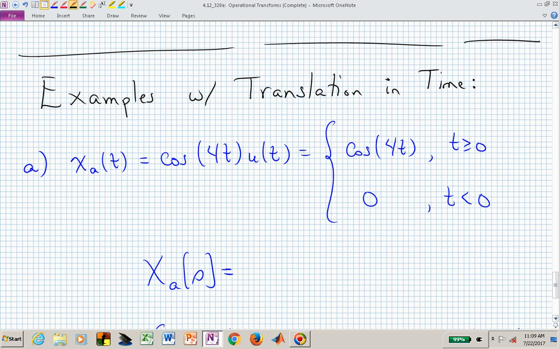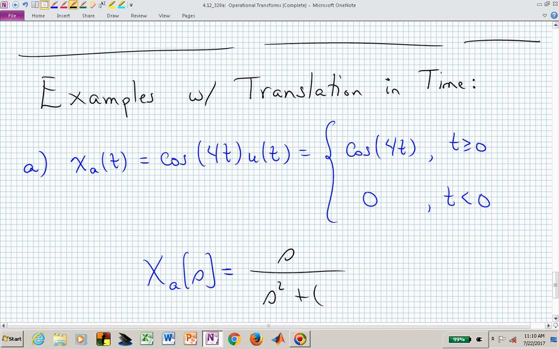What is the Laplace transform of a cosine of omega t? This is now a cosine, so the cosine has a 0 at the origin. It's a pure cosine, so we have a second order denominator, an s squared plus a constant determined by the frequency of oscillation, which is 4, and we square it. In this case, x sub a of s is s over s squared plus 4 squared, and we could have simply read that off from the transform table.